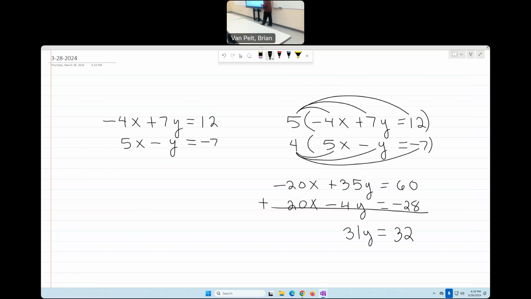And then to get y by itself. Let me put the answer over here somewhere. So I have the y part, which is 32 over 31. And now I'll go and get the x's. So this time I'll try to eliminate y.